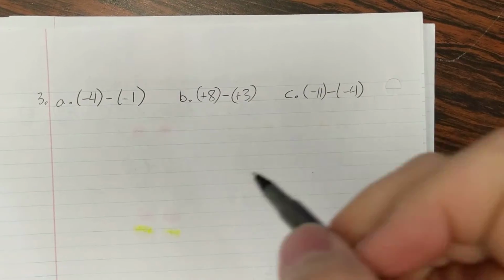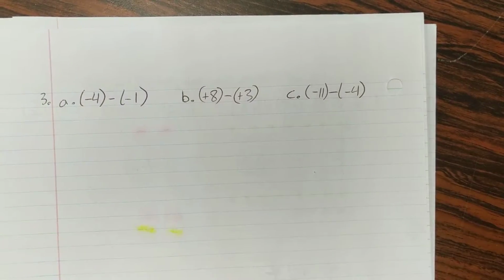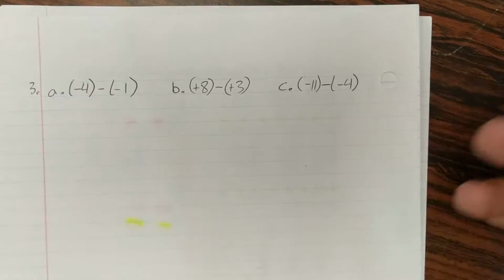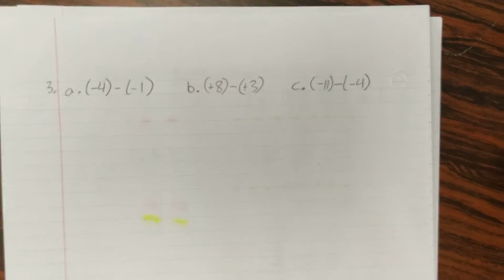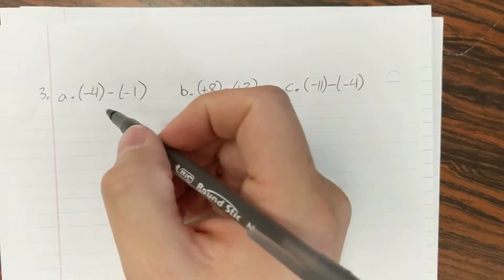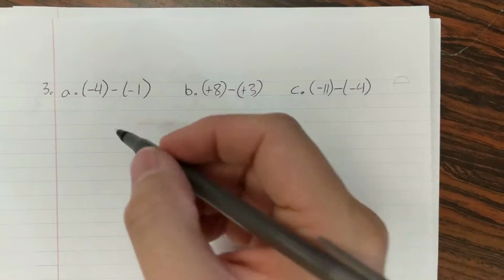Alright, question 3, ABC. It just said to subtract. It didn't say you need to draw. It didn't say you even need to use tiles or a number line. It's just to subtract. So, we're just going to do it the quick way.